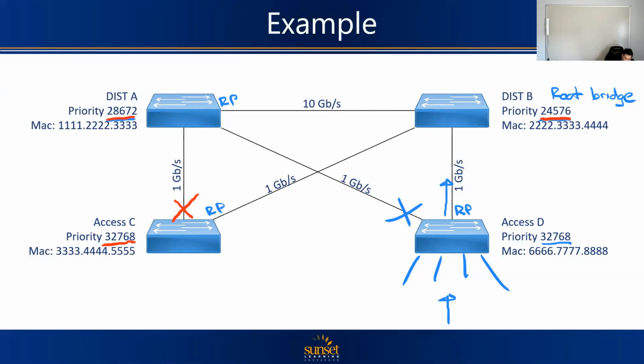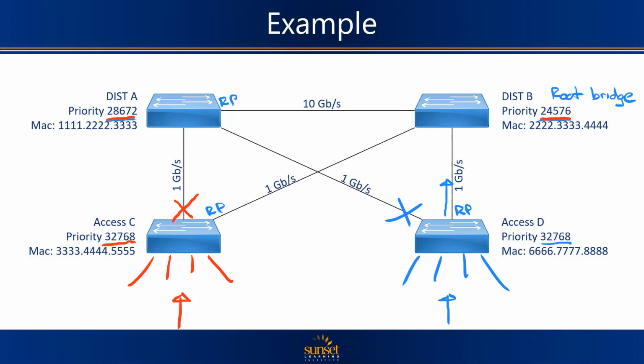Same thing goes with my access C switch. I have a bunch of users that are connecting here. When they send traffic inbound on access C switch, again, I'm just going to follow my root port to get back to my root bridge. That's what we're trying to control. So I'm going to send all of my traffic in this gigabit link that goes diagonal to distribution B.